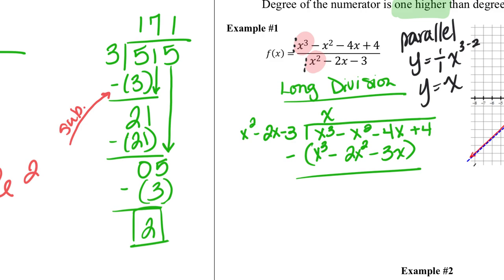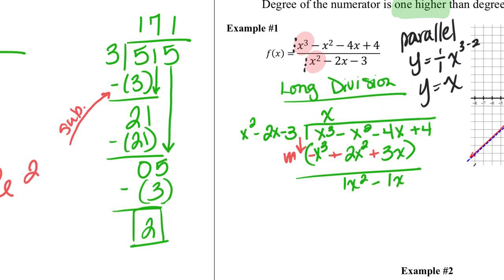What I like to do is actually distribute my negative in, but some people don't. And the thing is, a lot of people are going to struggle to see this. So if you want to distribute your negative in, you could distribute, and then it could go away. So you're doing vertical math. So x cubed minus x cubed gives me 0x cubed. Negative x squared plus 2x squared gives me a positive 1x squared. Negative 4x plus 3x gives me a negative 1x.